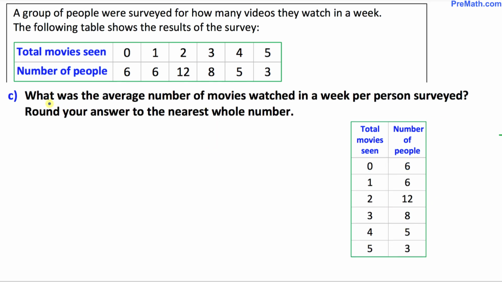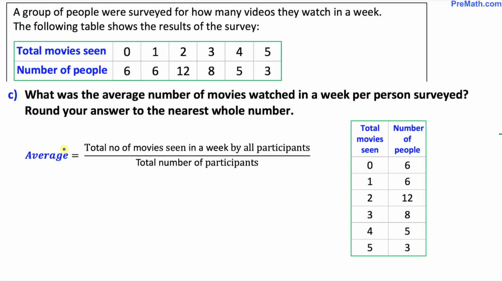And finally, in C part, it is asked what was the average number of movies watched in a week per person surveyed. And also there's a caveat: round your answer to the nearest whole number. To find the average number of movies watched, we're going to be using this formula. On the top, the numerator, it is the total number of movies watched in a week by all these survey takers, divided by the total number of participants.